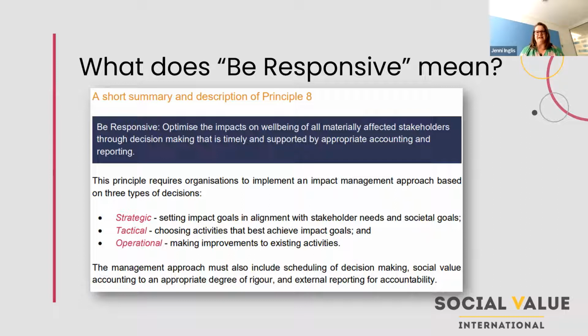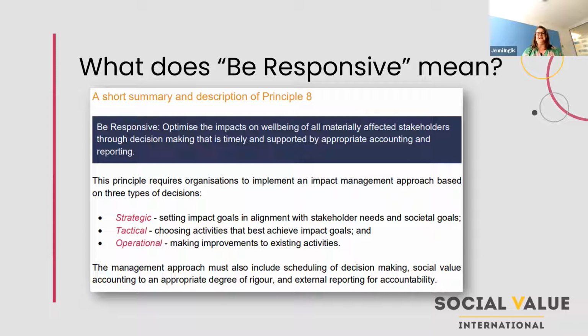And so you can see on a dark blue background here on this slide, the purpose that we've come up with is to optimize impact on well-being of all material affected stakeholders. So it's the well-being of all the stakeholders that are materially affected through decision making that's timely and supported by appropriate accounting and reporting. So a bit of a mouthful, but the key focus here is on optimizing well-being of materially affected stakeholders of any set of activities or organization. And there's been quite a lot of discussion around why optimizing, and we'll maybe come to that a little bit later, but that's the overall purpose of it.